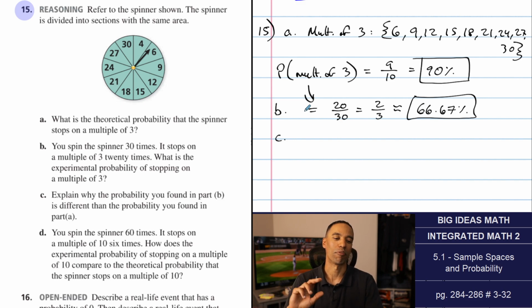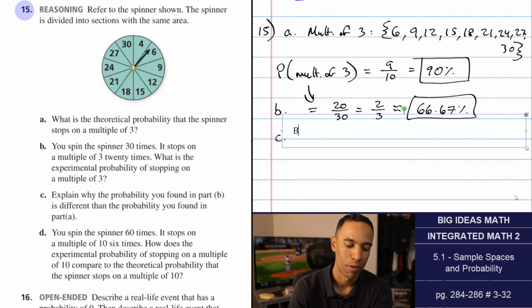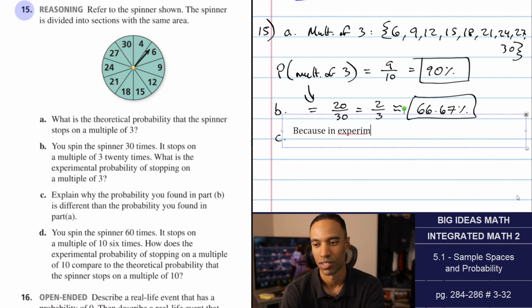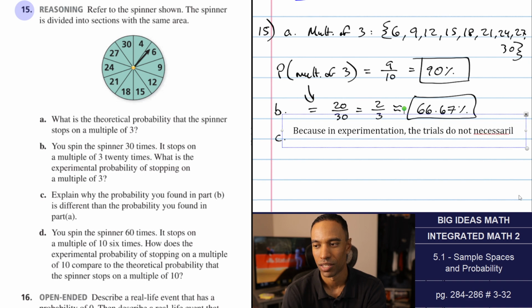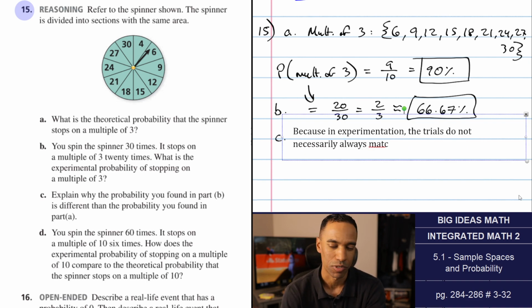Explain why the probability found in part B is different than the probability found in part A. Because it's rigged. It's a rigged system. Because in experimentation, anything is possible. In experimentation, the trials do not necessarily always match the favorable outcomes.